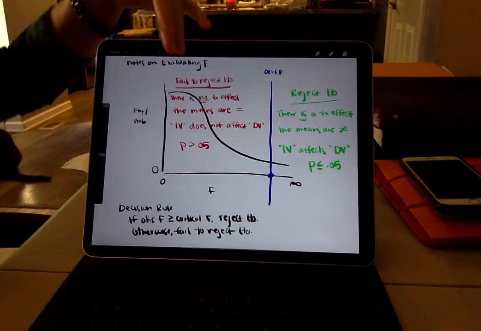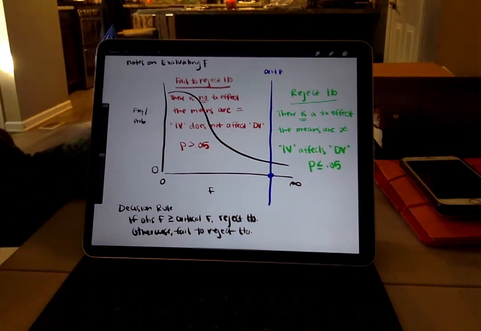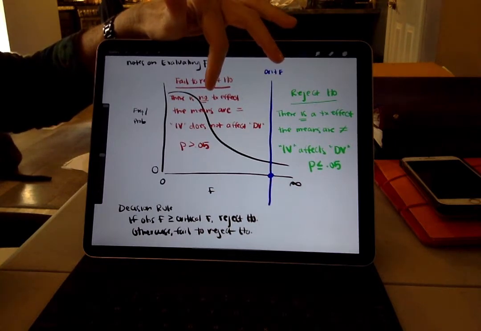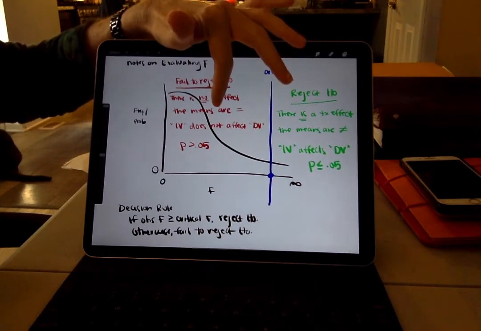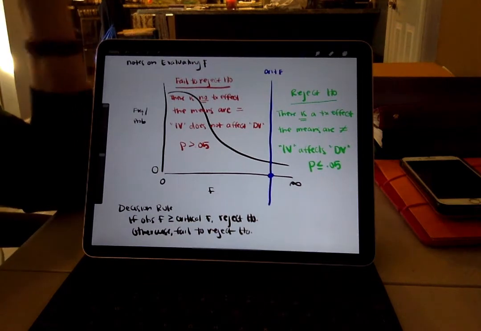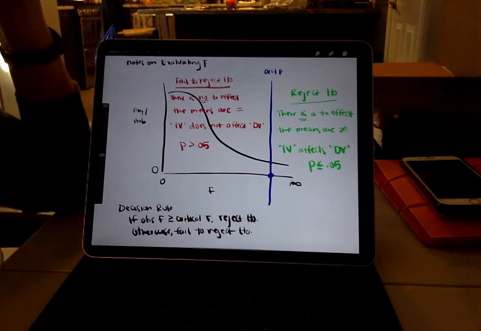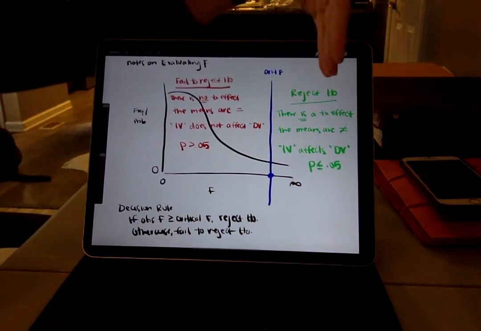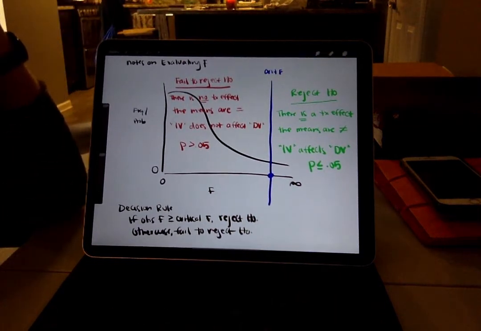If your observed F falls to the left, you're going to do exactly the opposite. You're going to fail to reject, you're going to conclude that there's no treatment effect, you're going to conclude the means are equal, and you're going to conclude that the independent variable, whatever it happens to be, does not affect the dependent variable. All right, so right is reject, left is fail to reject.